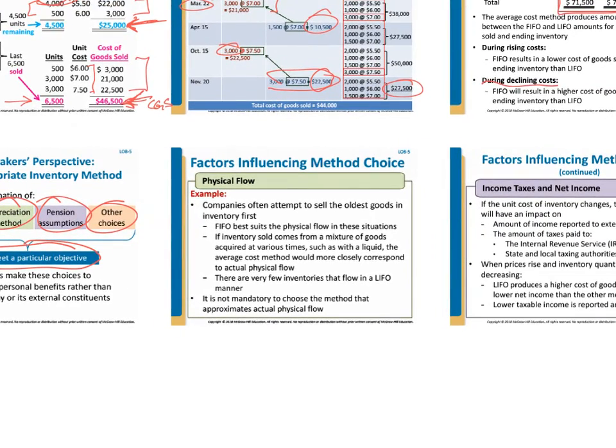Specific factors that may influence our decision about choosing an inventory method include, for instance, physical flow. It's important to note that it's not mandatory that you use the method that approximates the physical flow, but these methods were initially developed to approximate physical flow, so it makes sense that that will be a consideration that you might consider when determining the appropriate method that works for your company.